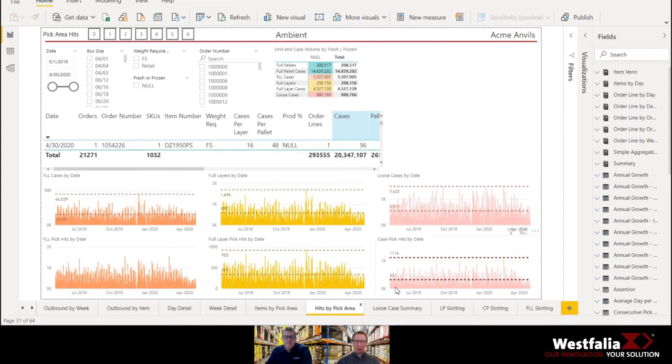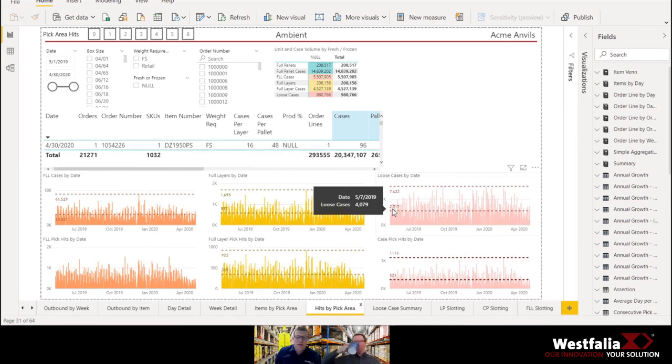So the hits in the loose case area are only 321 per day. That tells me that to pick the 2,700 cases out of loose case from the 127 SKUs on the average day, we're only going to have to walk up to a location 321 times. So that means that when we go to a location, we're going to have to pull off more than one case at a time. Less than a layer, because if it was a layer, we'd throw it into the layer picker. But when we go to a location, we're picking a good amount of volume, so we should get a good rate for picking.